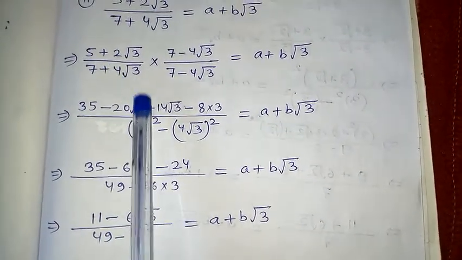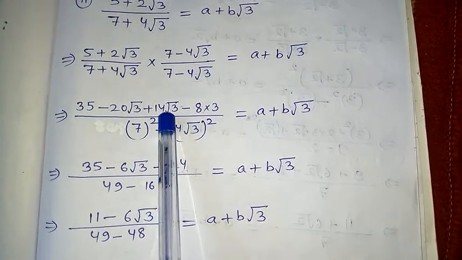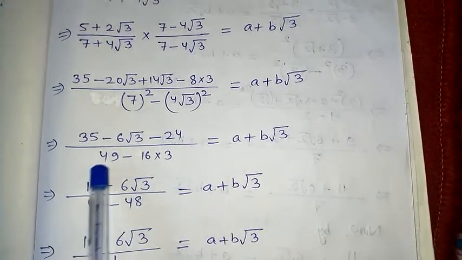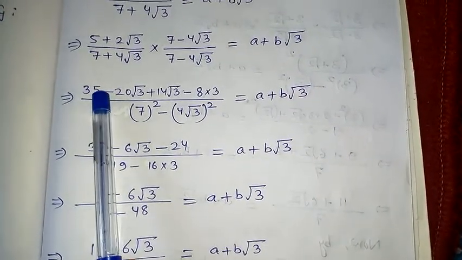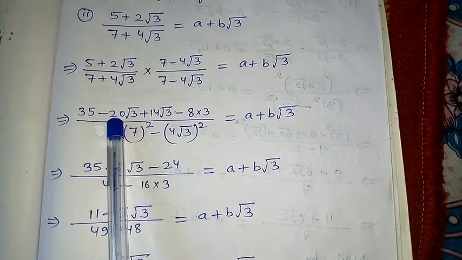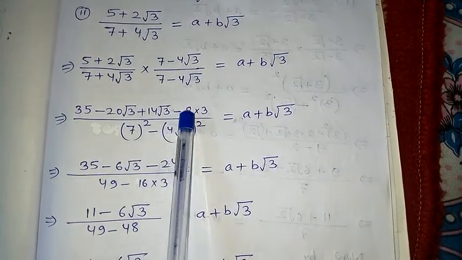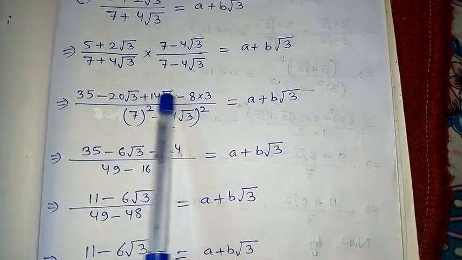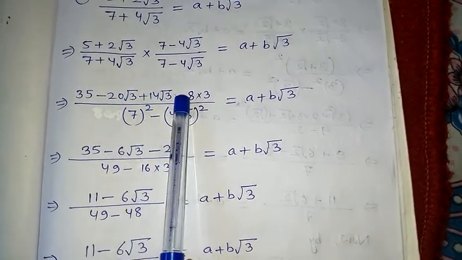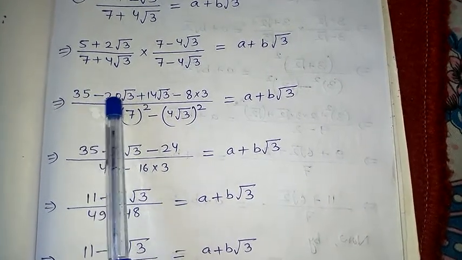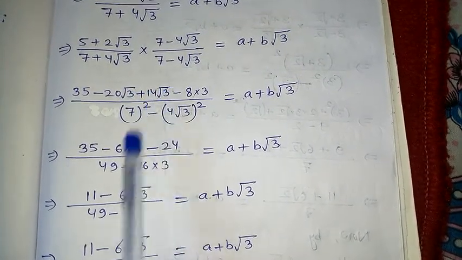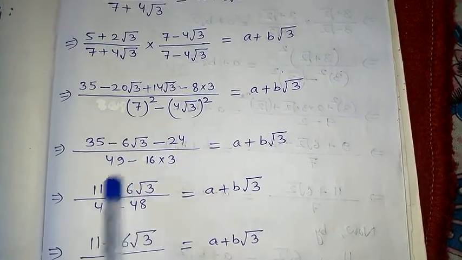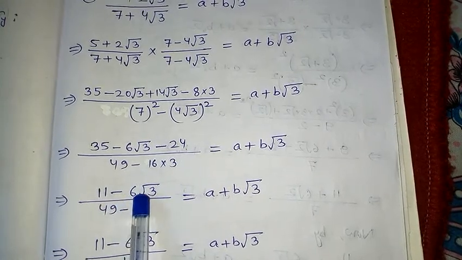Next, here is the formula of a square minus b square: 7 square minus (4 root 3) whole square. Next, this one is same. 35 minus 20 root 3 plus 14 root 3 minus 8 threes are 24. But here root 3 can be added and subtracted, like x can be added and subtracted, same thing here. Minus 20 root 3 plus 14 root 3 is minus 6 root 3. Now 35 minus 24 will be 11. 11 minus 6 root 3, same.